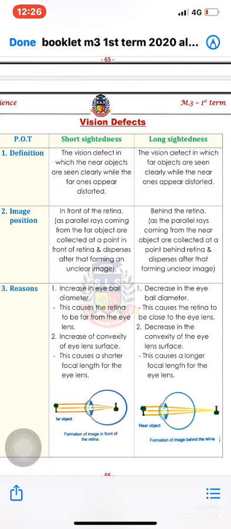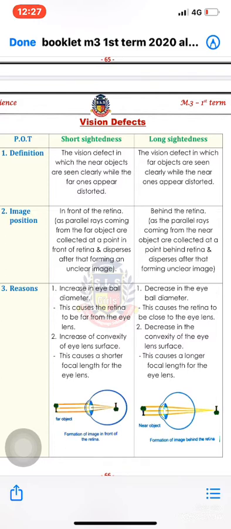Okay? Now, why do some people have short-sightedness while some people have long-sightedness? Let's see the reasons. In short-sightedness, there is an increase in the eyeball diameter. The eyeball is increased in diameter. So the image will be formed in front of the retina or before the retina. Okay? This causes the retina to be far from the eye lens. Reason number 2, increase of convexity of the eye lens surface.